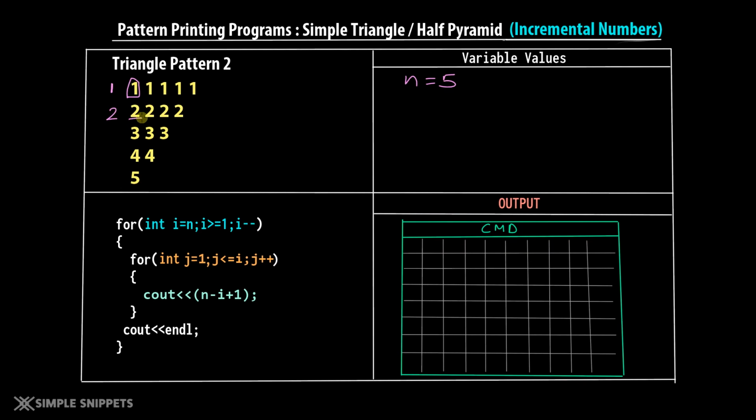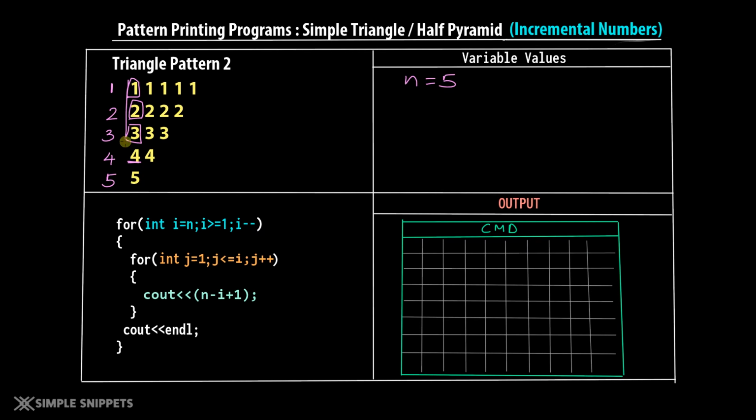Then you'll increment the number to be printed. So for the second row, you're printing 2 only. But this time you're going to print it 4 times. Then for the third row, you're printing 3, but you're printing it 3 times. For the fourth row, you're printing 4, that is the row number 4, but you're printing it 2 times. And for the last row, that is row 5, you're printing 5, but you're printing it only 1 time.